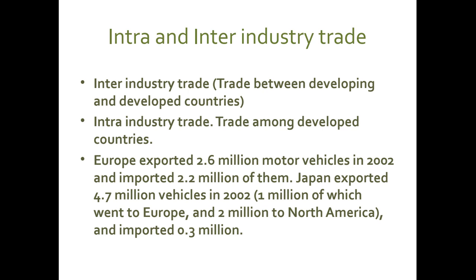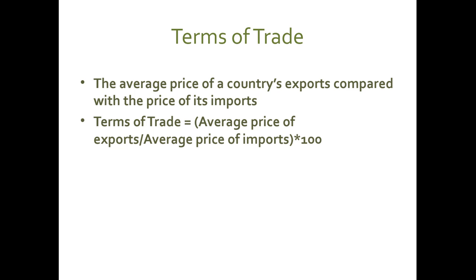Now, terms of trade: you just need to know the formula only. You don't need to study further. It is the average price of a country's exports compared with the price of its imports. That is called terms of trade. So it is the average price of exports divided by the average price of imports, multiplied by 100, so just presented as a percentage, right? If terms of trade is increasing, that is good for the country. Why? Because you are exporting at a higher price and importing at a lower price, so you are making money. This is what we call terms of trade, simply. Okay.